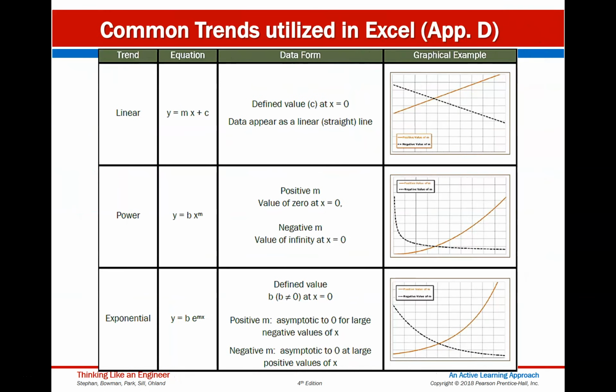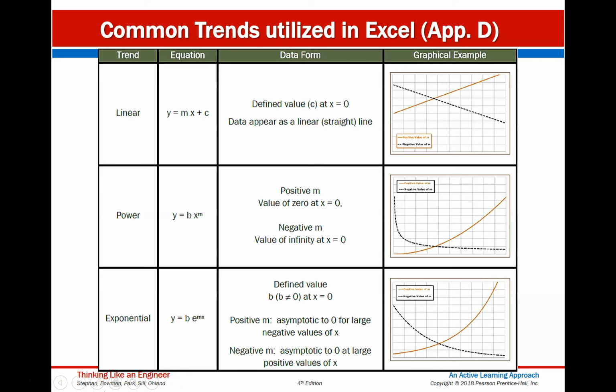Because on Excel, there are really three main types of trends that we're going to use, right? We're going to use linear trends that have the form like y equals mx plus c. And that would be that linear positive and linear with the negative slope, right? We're going to use the power function where it's y equals b times x to the m power. And we will use the exponential function where we have y equals b times e to the mx power. That e, of course, is related to the natural log, right?